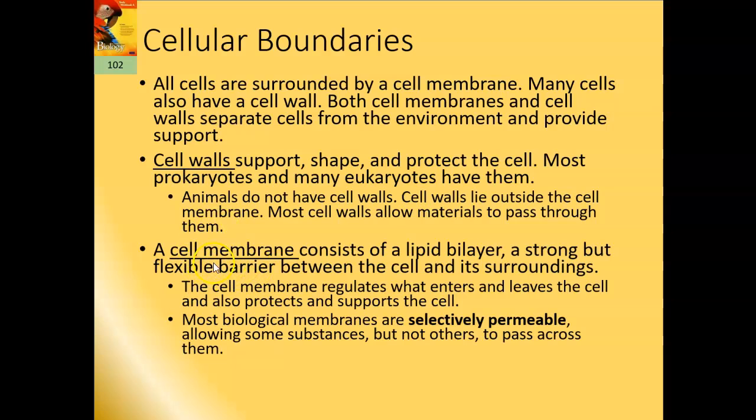And then cell membranes consist of that thing we call that lipid bilayer. And the key thing that it does is it's flexible. It allows things into or out of the cell, so it regulates what goes on. And we call this selectively permeable. So it selects what can pass through. That's what permeable means. So it's selectively permeable there.